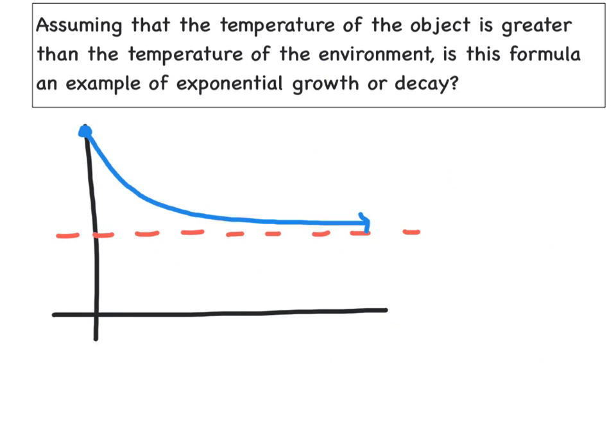So I think the picture clearly illustrates, and again, let's do this. Let's say this red line represents T sub A, and the first blue dot is T sub O. And so this clearly looks like exponential decay because the function's decreasing.